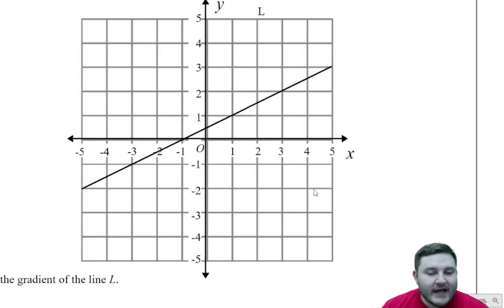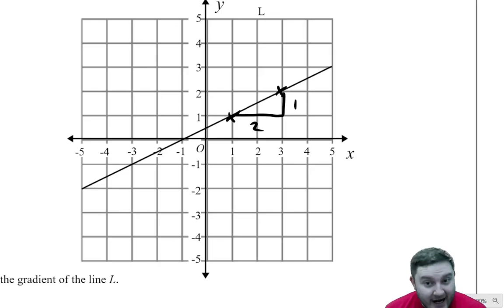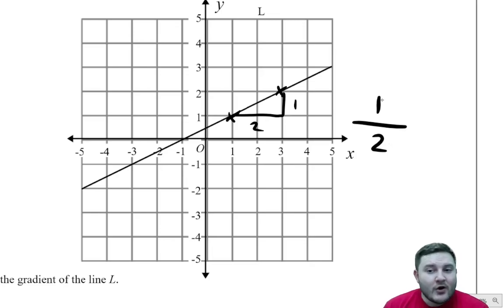Now you can also get fractions for gradients. So in this example, it's a positive gradient. That's really the first question I always ask myself: is this a positive or is it a negative gradient? In this case, it's going to be positive. Now, if I pick 2 coordinates, you go across 2 and up 1. Now, it's really, really tempting for students to then say that the gradient is 2, when in actual fact the gradient is 1/2, because you always do y divided by x. 1 divided by 2 is a half, or 0.5.